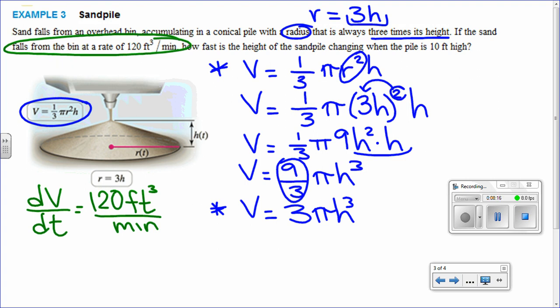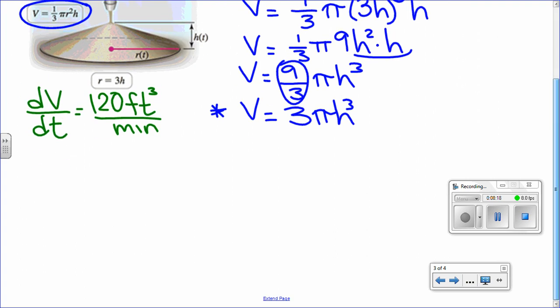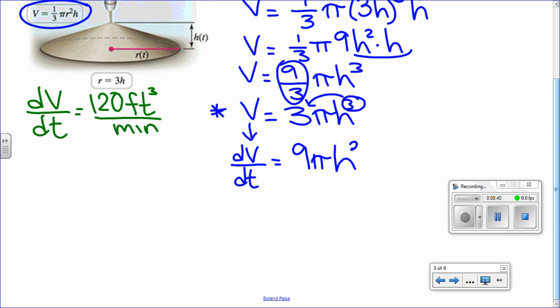Now, what we're going to do is take the derivative here, and so right here we will have dV over dt. Here we're going to derive, so we're going to use the power rule, so we will have 3 times 3, that will be 9 pi h to the power 2. And in this case, we're deriving h, so it will be how fast is the height changing with respect to time.